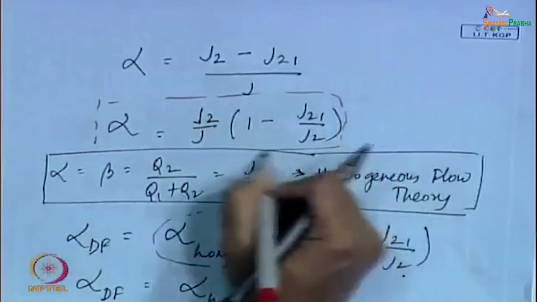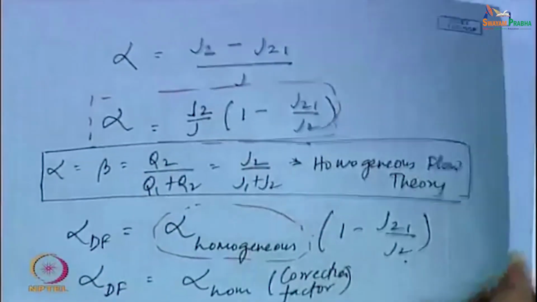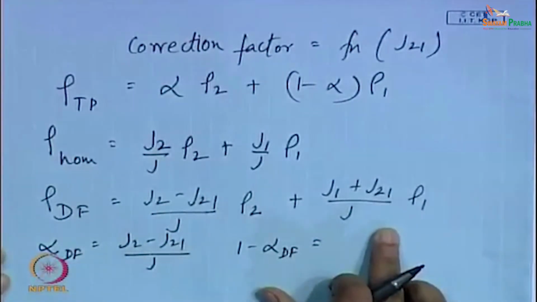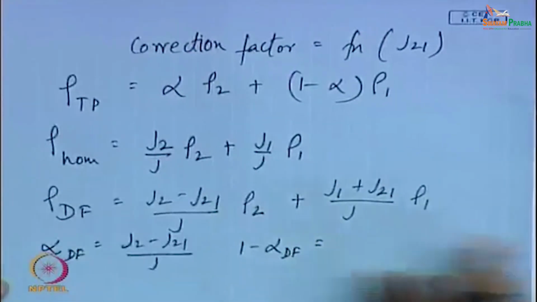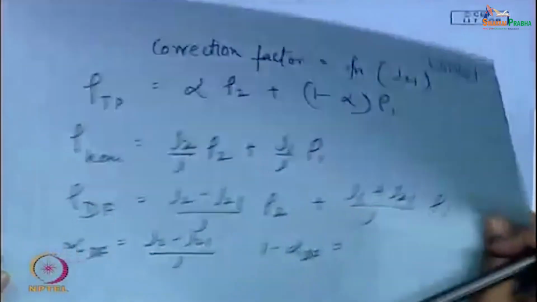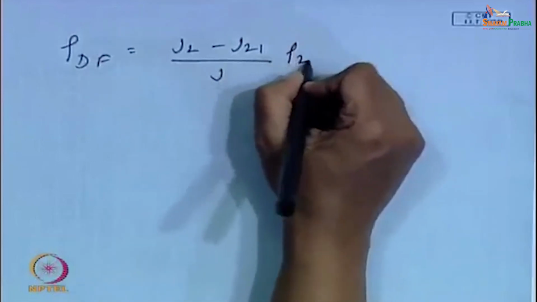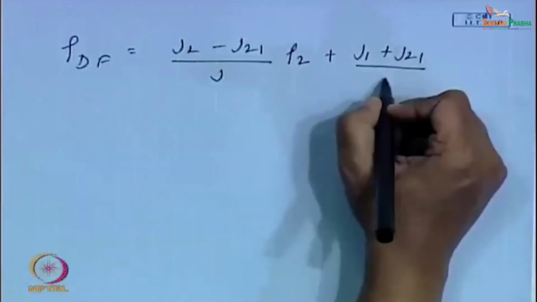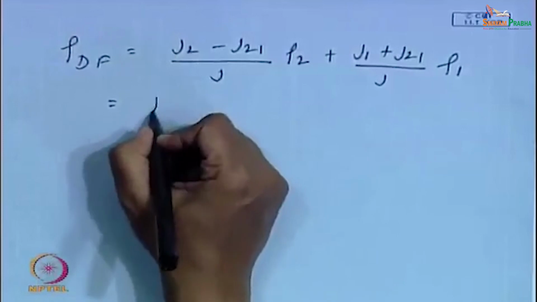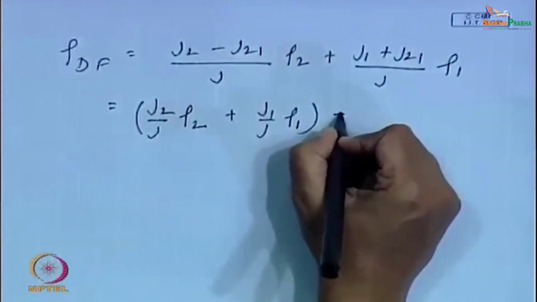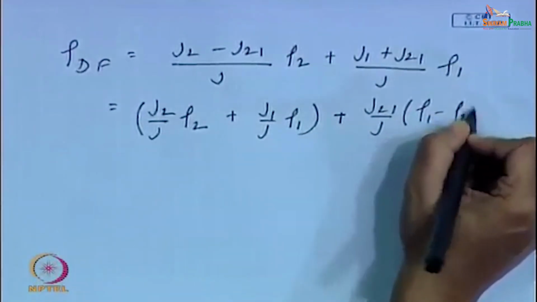Now, if we substitute the expressions of alpha and 1 minus alpha, which we have got, in the expression of rho drift flux, we are going to get something of this sort. Substitute yourself and you will find something of this sort. Simplifying this expression, what do we get? We get this rho drift flux. Let me write it down again. Please do it in your notebooks and see whether you are getting what I am getting or not. It is very difficult for you to copy these things and then understand them. This will be obtained as J2 by J rho 2 plus J1 by J rho 1 plus J21 by J into rho 1 minus rho 2. Yes or no?